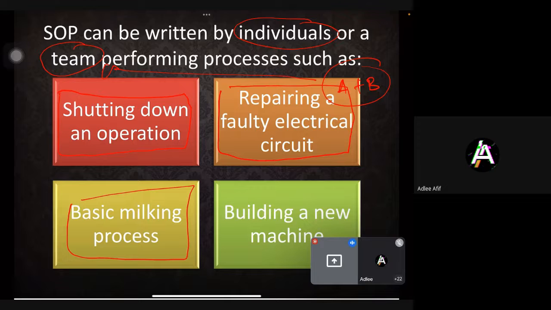Another is the basic milking process. If you have a farm and you have cows and you want to extract the milk, you need to follow the SOP of the milking process. Or you are going to use an SOP to build a new machine. Here are some examples of common SOP, and the one that you are going to have for your next assessment will also be similar.